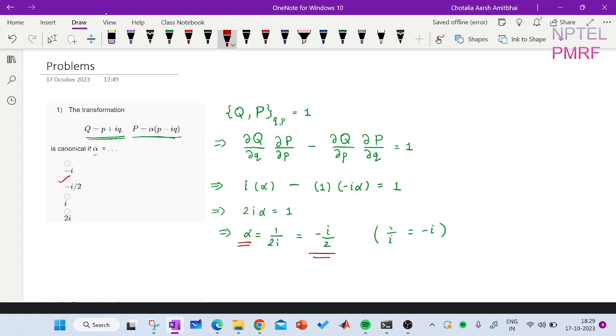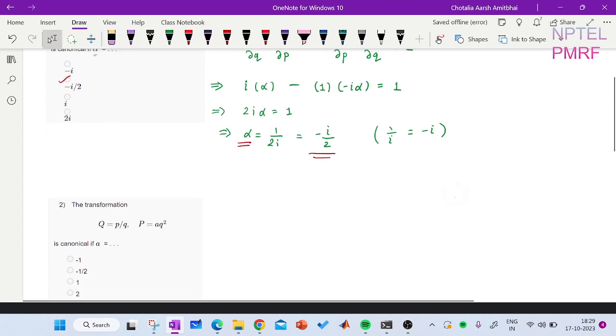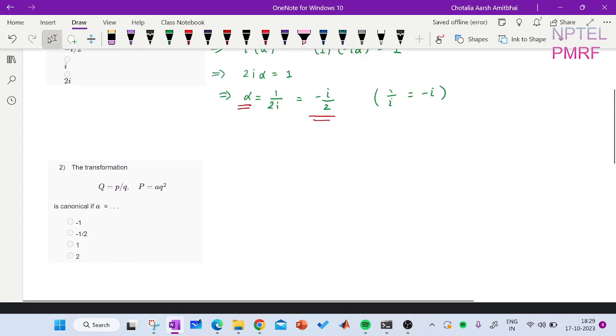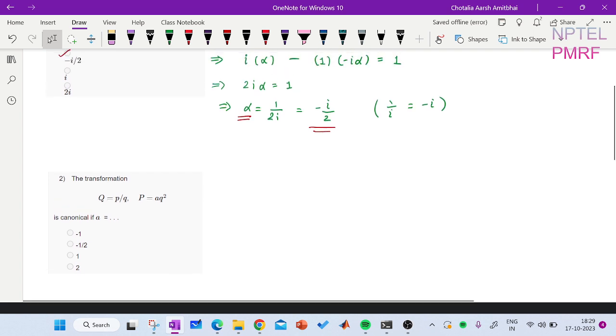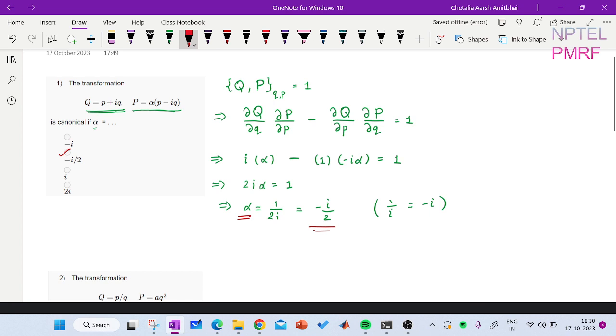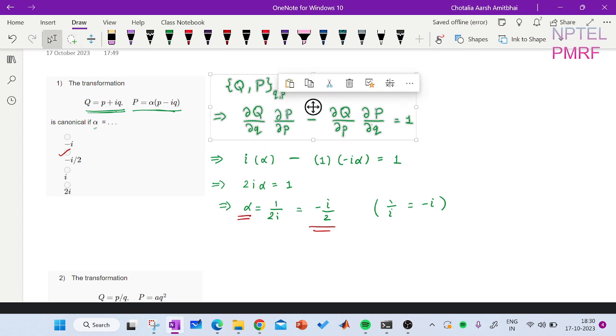Okay, these kinds of questions often appear in GATE and what is the other? NET. Yeah, those kinds of exams. They tend to ask this type of similar easy questions. Okay, the second one also is on the same thing. The new Q is p divided by q, and new capital P is a times q square. So again we use the same thing. Let me just copy this.